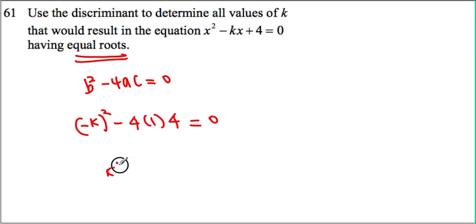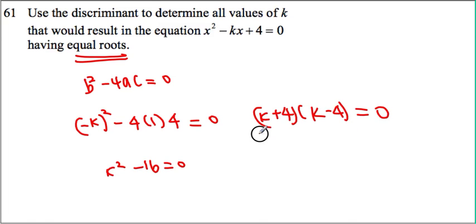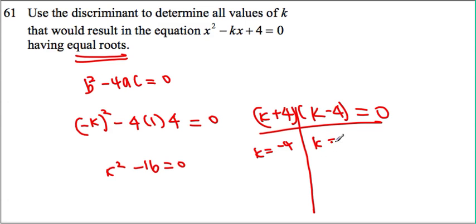Then here we have k squared minus 16 is equal to 0, which makes k, I'm going to rewrite it here, k plus 4 and k minus 4 equal to 0. That gives k equal to negative 4, and then k is equal to 4 as your answer. We have two of them.